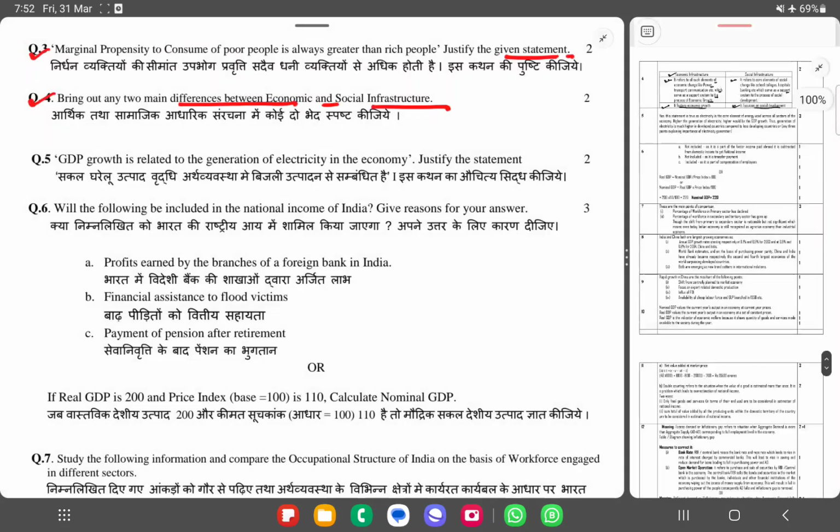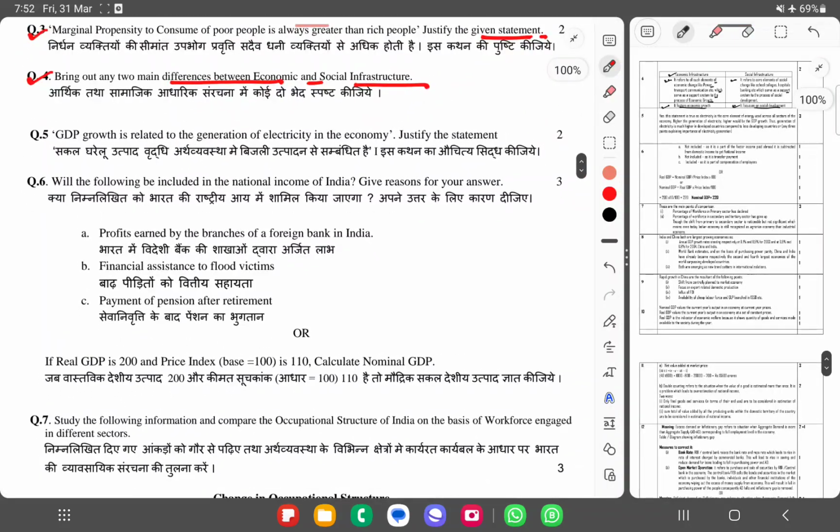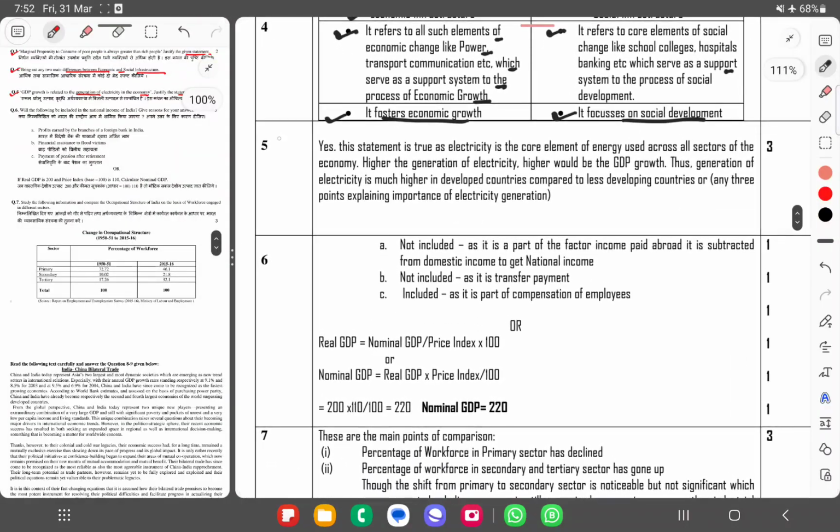है, next one, question number 5। GDP growth is related to the generation of electricity in the economy। Justify the statement। Yes, the statement is true as electricity is core element of the energy used across all sectors of the economy. Higher the generation of electricity, higher would be the GDP growth.